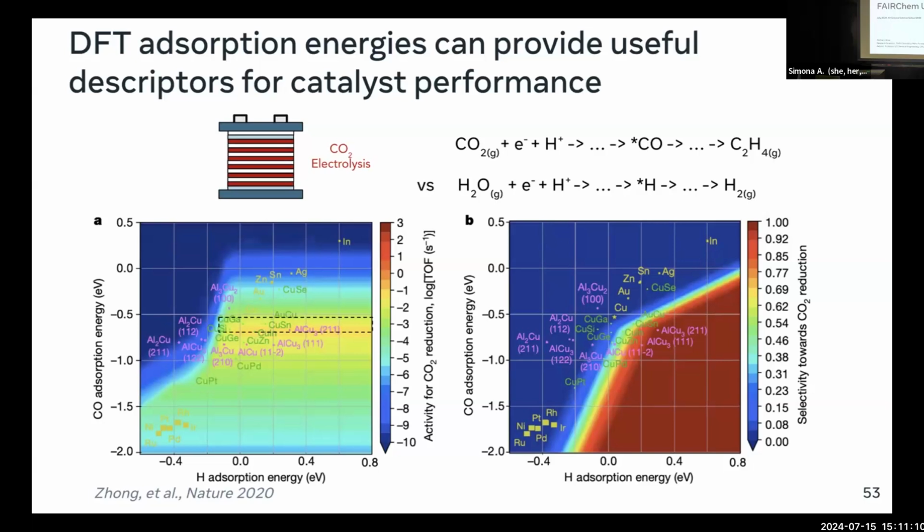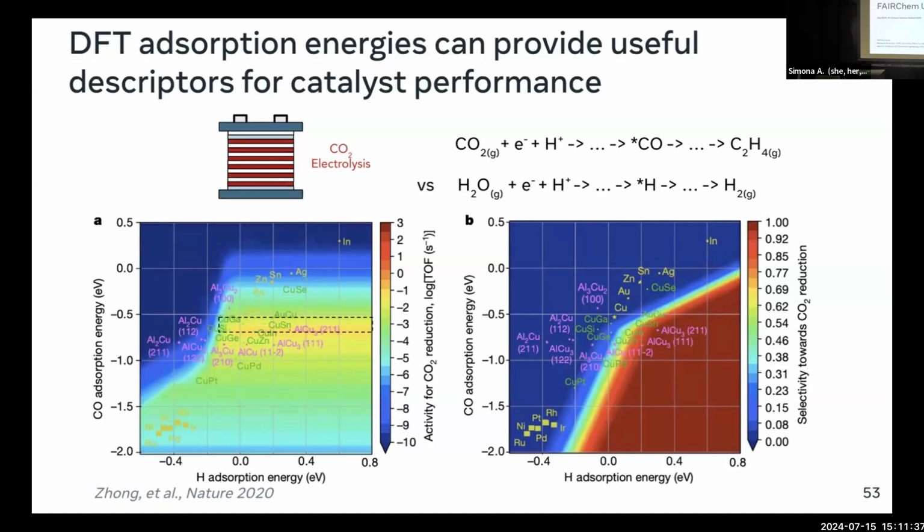So for CO2 electrochemistry, this is figures from a paper that we wrote in 2020 in Nature. One axis is the hydrogen adsorption energy, another is the CO adsorption energy. There's others that you could choose, but these are two of the common ones. And basically what this is saying is, I want the CO adsorption energies to be less than 0, but not too negative. And that's sort of like a Goldilocks principle.